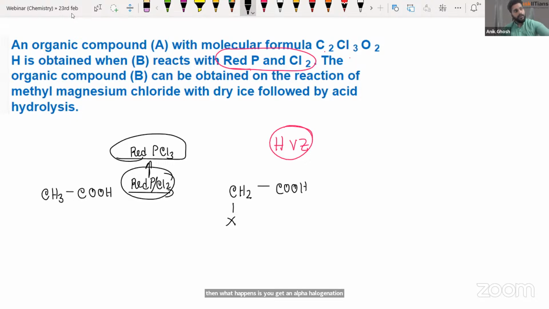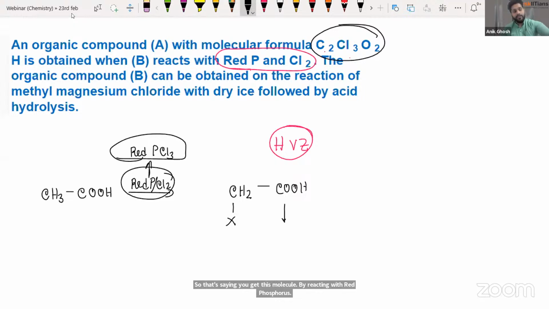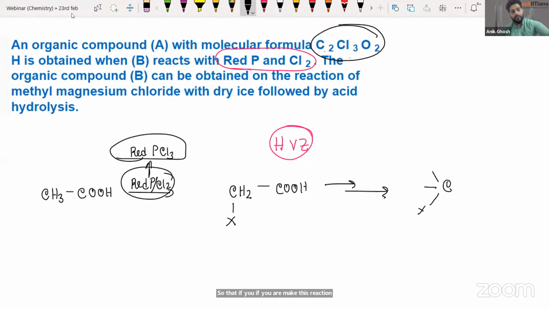right? So they're saying you get this molecule by reacting with red phosphorus and chlorine. So guys, if you make this reaction 2 more times, then all the alpha hydrogens would be substituted by chlorines, and we get this product. So your molecule over here is nothing but one with 3 chlorines present in it. Now you check the molecular formula, it would fall right. C2Cl3O2. Now, the red phosphorus Cl2 HBZ reaction is only applicable for carboxylic acids. So that's why I took straight away a carboxylic acid here.